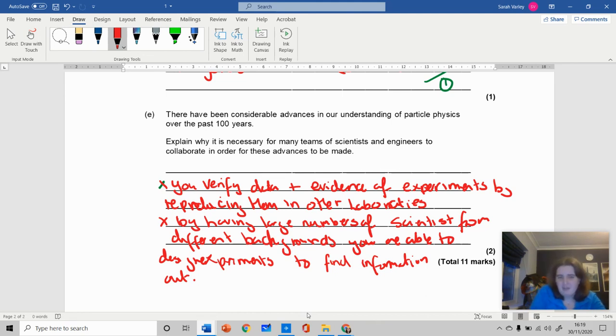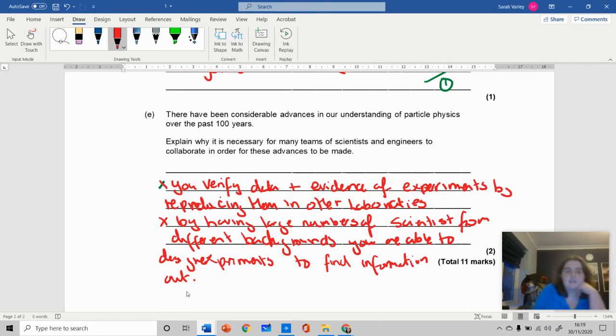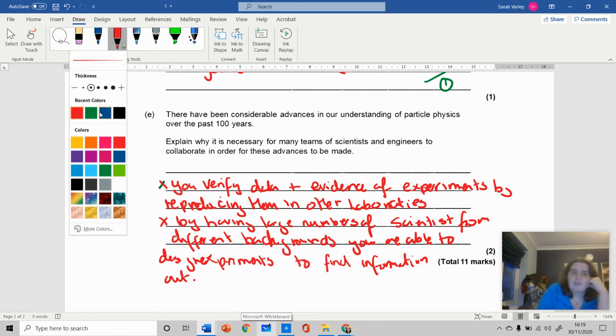It's a bit flim-flammy with this question, I won't lie. It's not the nicest question, and I probably would have struggled with it in an exam. But with this idea of explain, I'm trying to provide evidence for this fact. So why is it necessary? Well, you verify data and evidence from experiments by reproducing them in other laboratories. That is why I'm explaining why you need to make these advances. By having a large number of scientists from different backgrounds, you're able to design experiments. I'm explicitly saying you need to design the experiments to find the information out. Okay, so that's what it means to say explain.